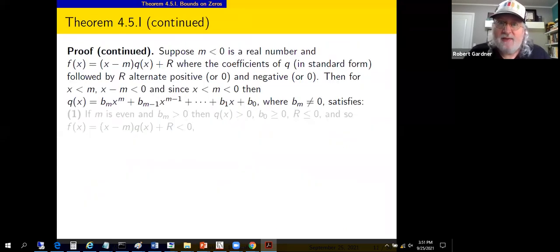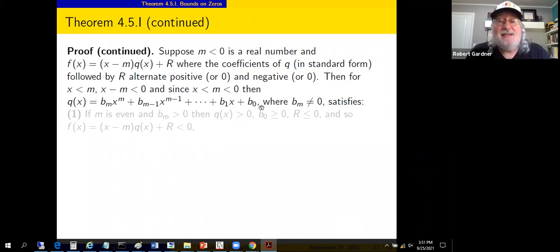So let's take a shot at that. Now, suppose m is less than 0, a real number. We have f of x factored into x minus m times q of x plus r, where the coefficients of q in standard form, followed by r, alternate positive or 0 and negative or 0. Okay. Suppose q of x looks like this.